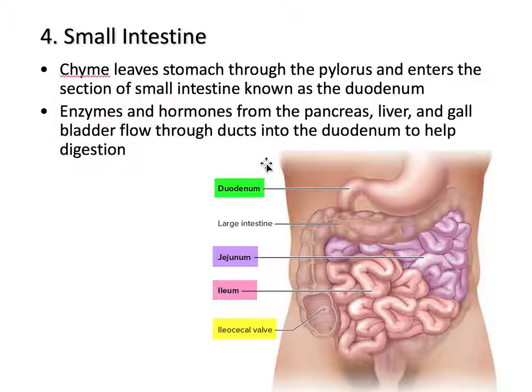Okay, so the next place we're going to is the small intestine, which is one of the most important parts of the digestive system. So chyme leaves the stomach through the pylorus and enters the section of small intestine known as the duodenum. This is the beginning of the small intestine, and this is like the most valuable player of the small intestine. Enzymes and hormones from the pancreas, liver, and gallbladder flow through ducts into this duodenum to help with digestion.